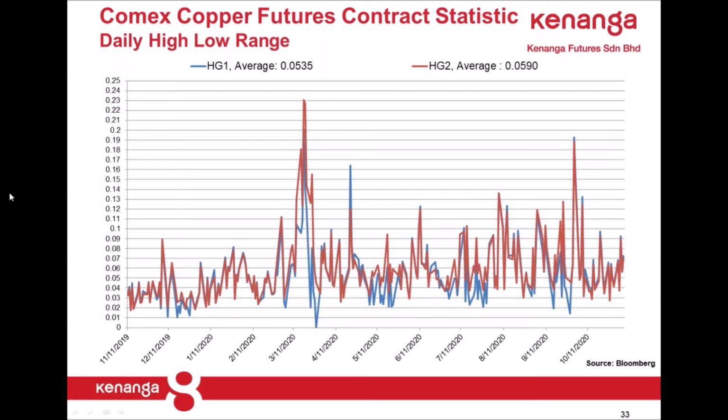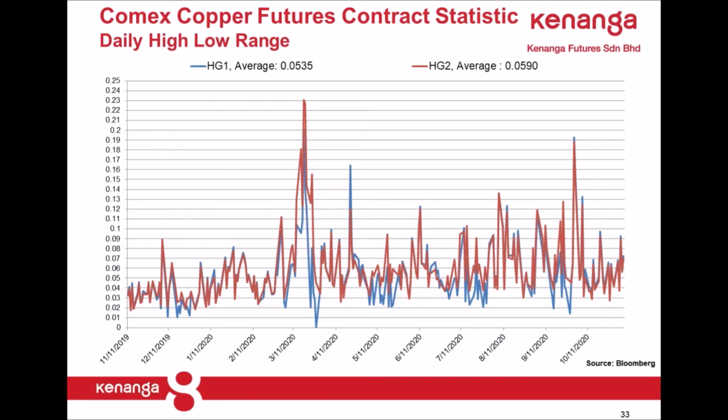Okay, as you can see here, the range is quite large. For the near month, it's actually 0.05. Both are also around a 0.05 range. Basically a 0.05 range, if you divide 0.05 by 0.0005, so it's actually 100 ticks.